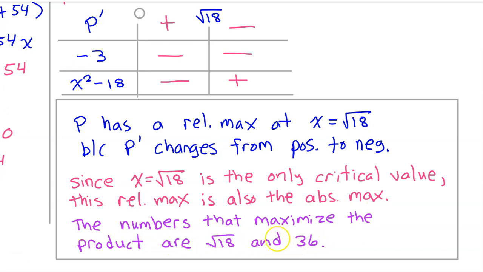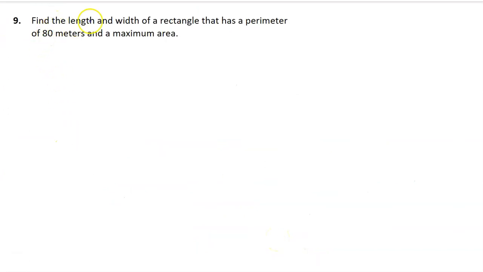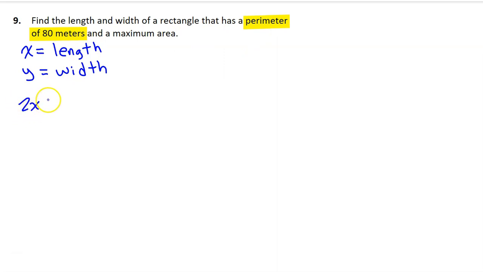Number 9. Find the length and width of a rectangle that has a perimeter of 80 and a maximum area. Let's let x be the length and we will let y be the width. If the perimeter is 80, that means that 2x plus 2y is equal to 80. So there's your secondary equation.